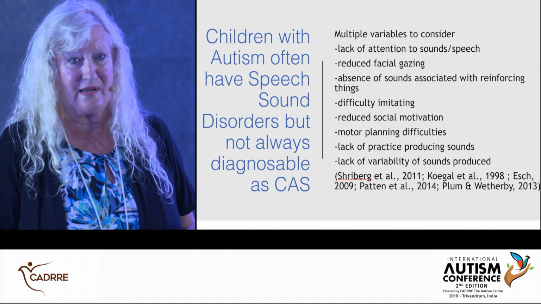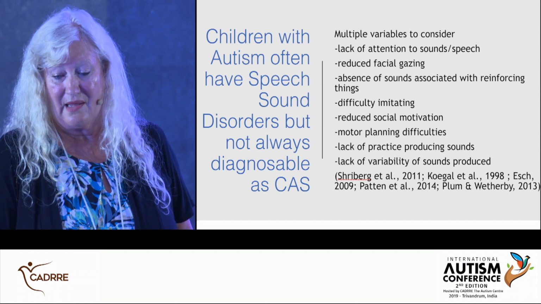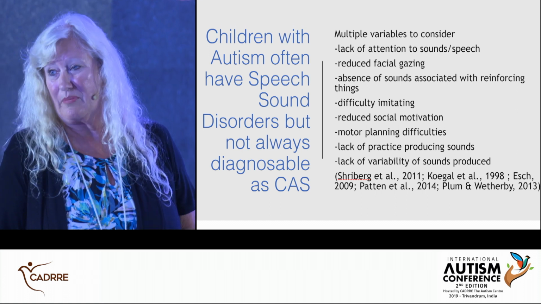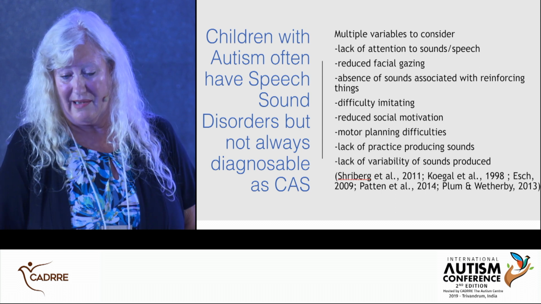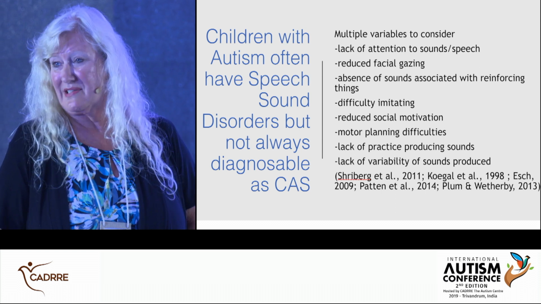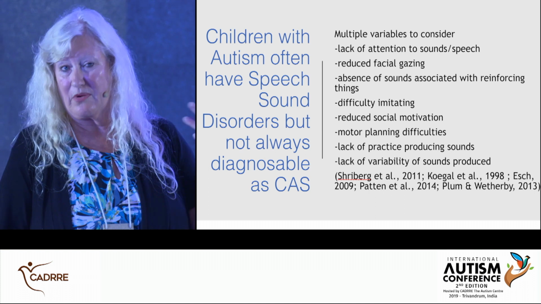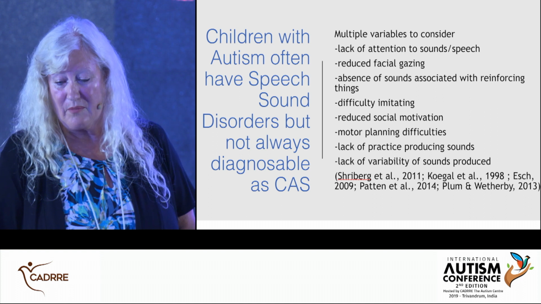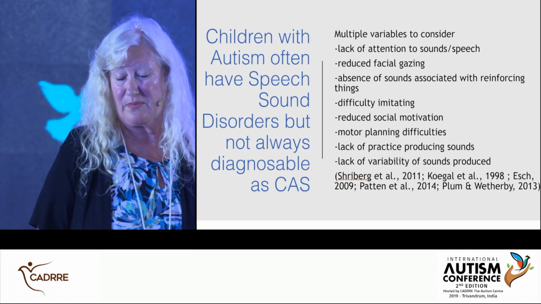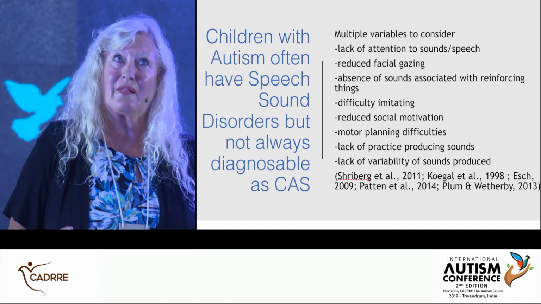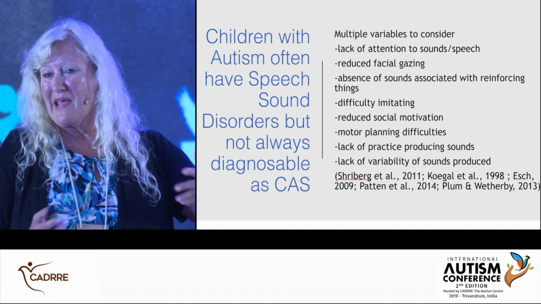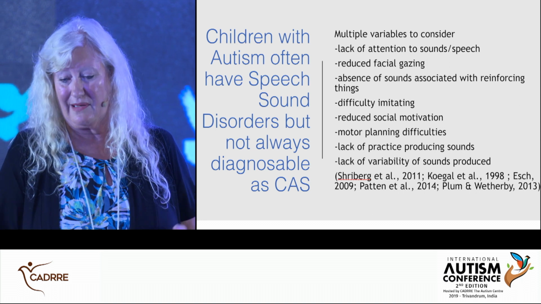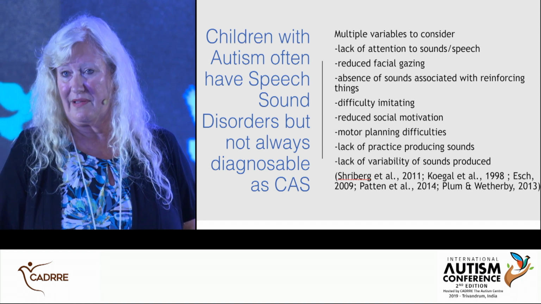Just as a characteristic of kids with autism. We have reduced social motivation, as we've heard about this morning. We have motor planning difficulties in other areas of their body, and we have a lack of practice producing sounds. We don't get that typical babble a lot of times, the cooing that we see in typically developing babies. And then we also have a lack of variability of sounds produced. So all of this tells us that it may be apraxia, it may not. But you know what? It really doesn't matter, because no matter what the etiology is, we know that we have things that work.